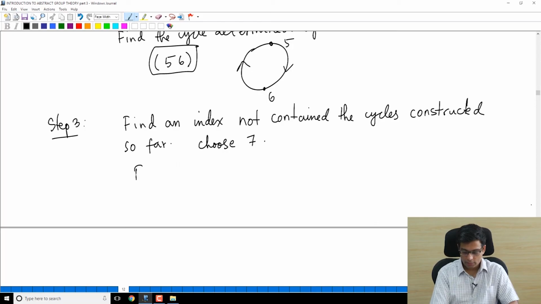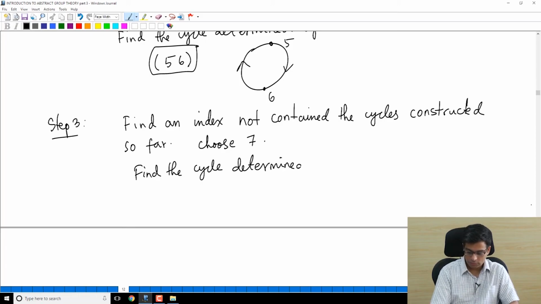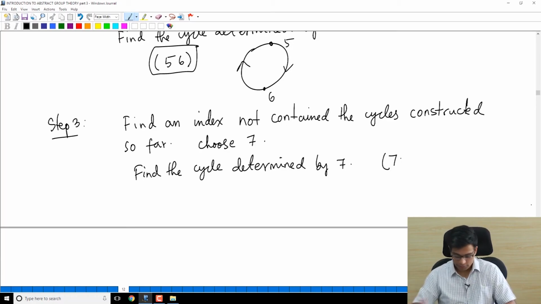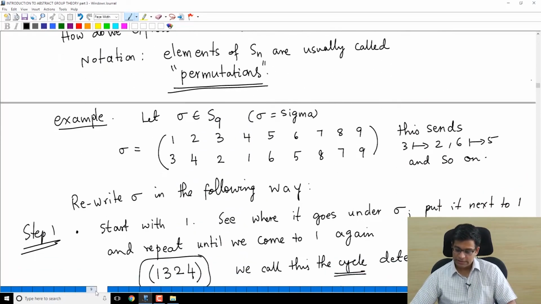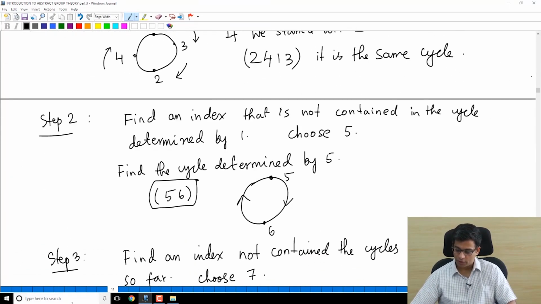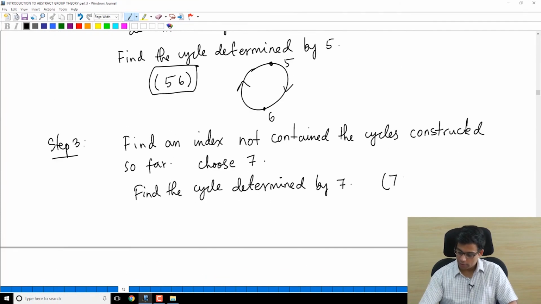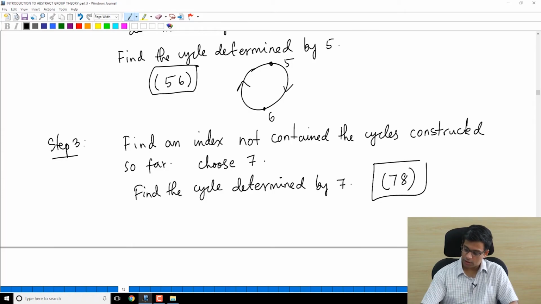Find the cycle determined by 7. It would be 7, and in the function, what is the image of 7? 7 goes to 8 and 8 goes to 7. So you take 7 goes to 8 and you close the bracket. Okay, so this is the third cycle.